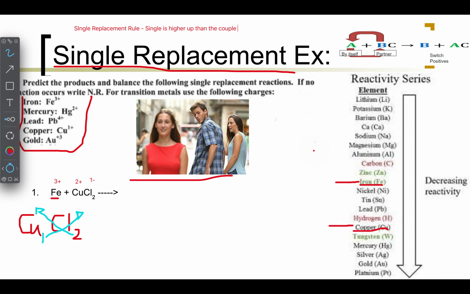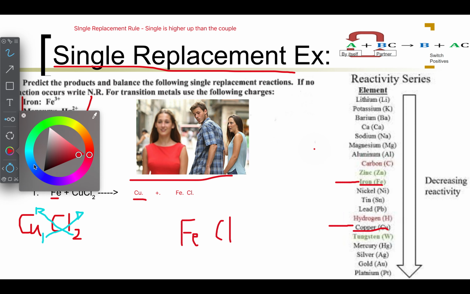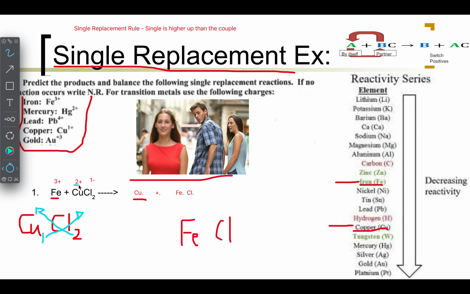Okay, so now we're going to go into step 3, just roughly predicting the products. We know we're going to have Cu as the new single, and then FeCl as the new couple. We do need to double check our charges, so now we're into step 4. Obviously Cu is totally fine. It's on its own, we don't have to worry about the charges. But over here with FeCl, I'm going to write in those charges that we know from right here.